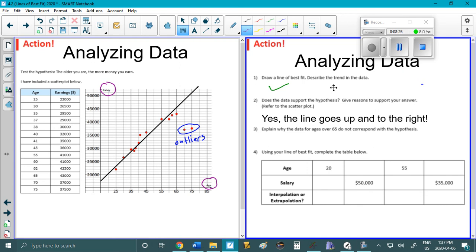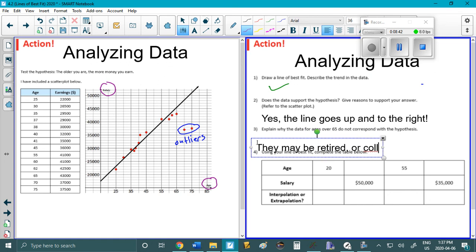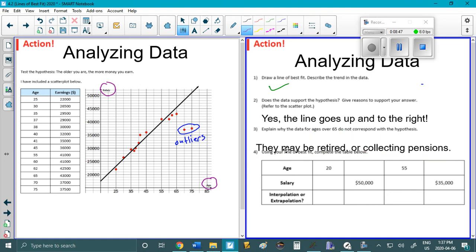Sometimes they're collecting pensions. And if you don't know much about pensions, it's basically a fraction of what you were making before. So those people could have had very high paying jobs, but now they're retired and they're getting pensions. Okay, so I'm going to say they may be retired or collecting pensions. Okay, now for the big part.